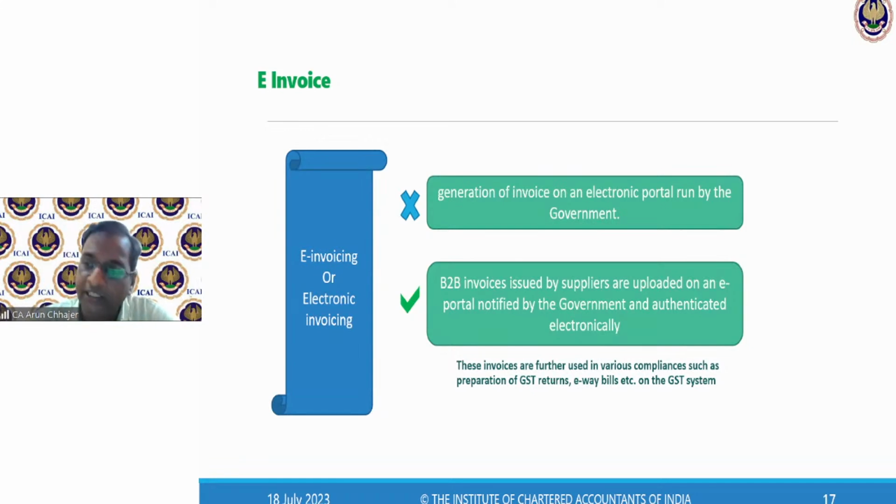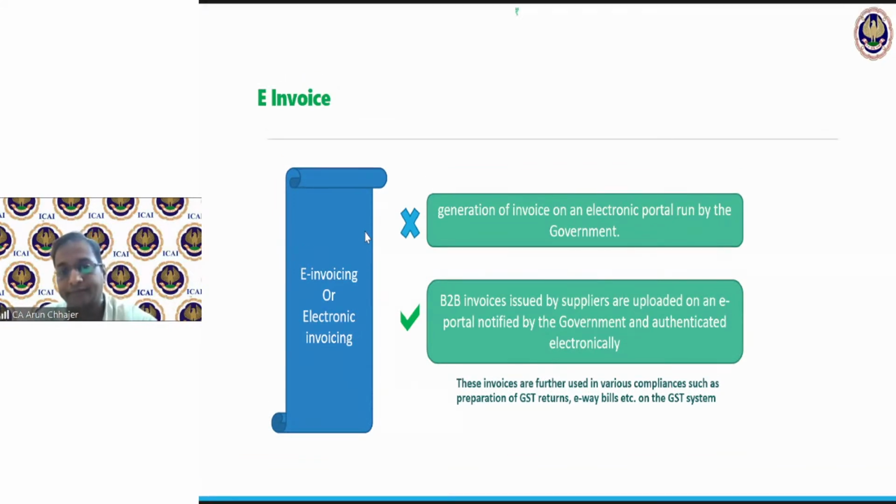If your aggregate turnover exceeds a certain limit, then E-invoice would be applicable. If you remember, then please tell me. We have not discussed it as of now, but yes, E-invoicing is applicable when your aggregate turnover exceeds 10 crore.